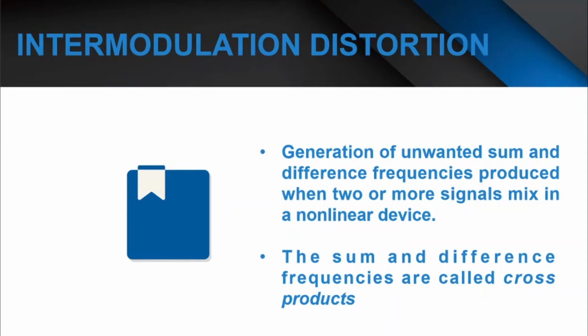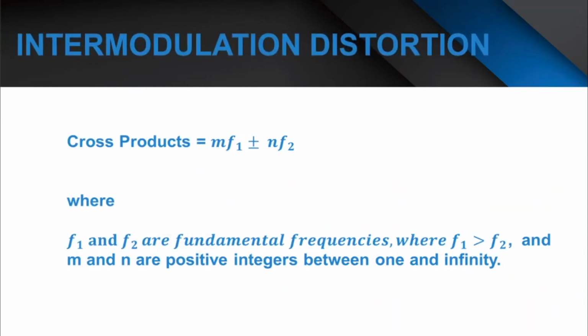Now, intermodulation distortion. Generation of unwanted sum and difference frequencies produced when two or more signals mix in a nonlinear device. The sum and difference frequencies are called cross products. So for cross products, you have mF1 plus or minus nF2. So F1 and F2 are fundamental frequencies where F1 is greater than F2, and m and n are positive integers between 1 and infinity.